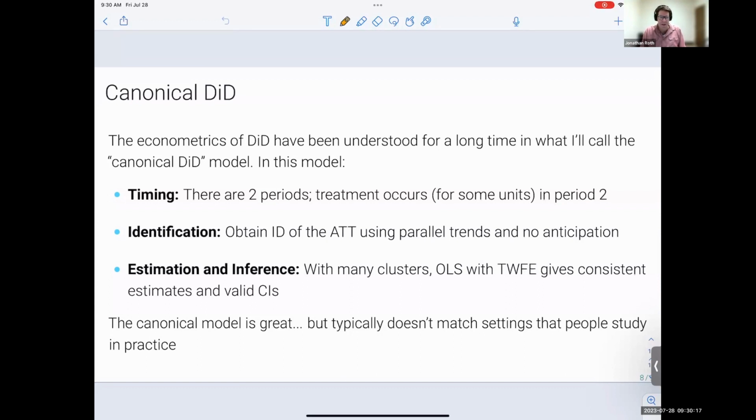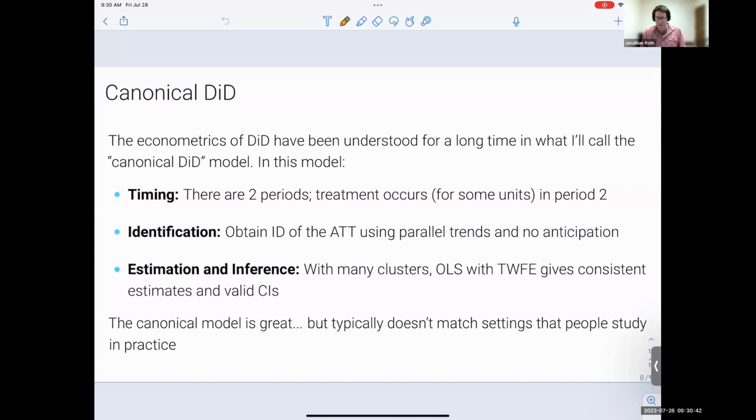And often the treatment doesn't just occur in some fixed period. Some states will pass the law that we're interested in 2005, some will pass it in 2007, some will pass it in 2009. So there are often more than 2 periods, and the timing of the treatment may not be uniform.